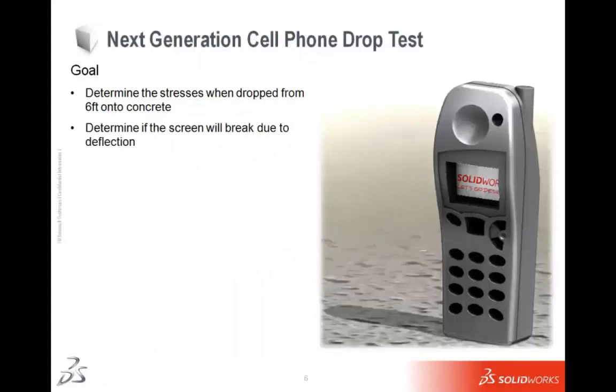to our next study, which is going to be our next generation cell phone drop test. We can see we have a very advanced cellular phone here. So we're going to drop this phone from 6 feet onto this corner down here, and we're going to see what happens. We also want to determine if the screen will break due to the deflection. So the LCD screen that's in here, we're going to watch one of these corners and see what kind of deflections we get to see if our screen can withstand that.